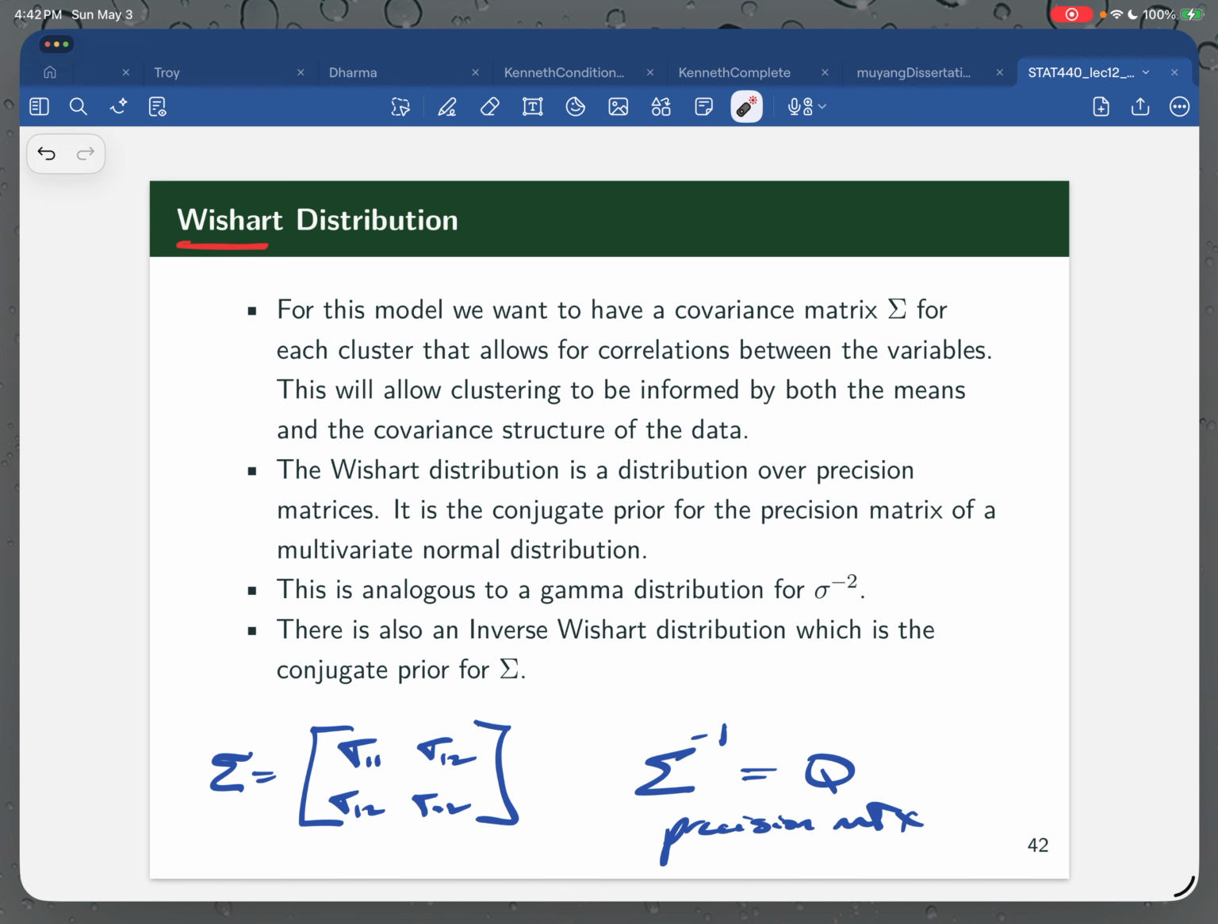So what are the takeaway messages? A Wishart distribution is a sensible distribution for precision matrices. It guarantees that the matrix is going to be positive definite, and it is nicely conjugate. It is the conjugate prior for the precision matrix of a multivariate normal. So it's conjugate, it's nice.